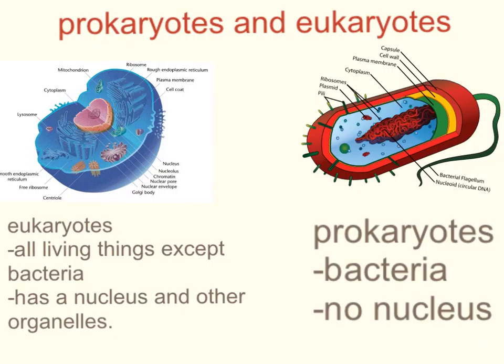Now here we have the prokaryotes and the eukaryotes, and we're going to see the difference between them. Eukaryotes are all living things except for bacteria, and they have a nucleus and other organelles. In this picture, you can see the nucleus, the nucleolus, the chromatin, the Golgi body. Up here you have the plasma membrane, the ER, the ribosome, mitochondria, cytoplasm, lysosome, and many more, but those are the parts of eukaryotic cells.